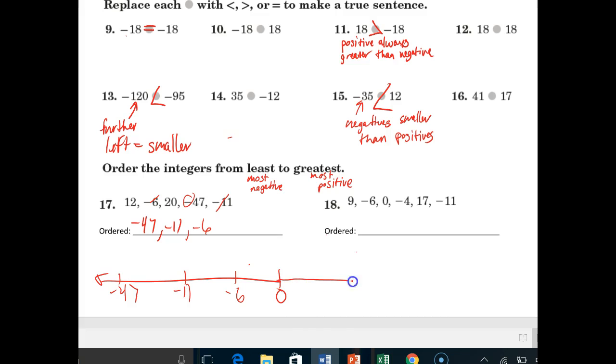Now I'm done with my negatives. Now I'm making my way onto the positive side. What would pop up first? Oh, okay, 12 would pop up first right there. And then obviously what's left over is 20. Think of a number line when you're trying to answer number 18. Give me a call if you have questions. Good luck.